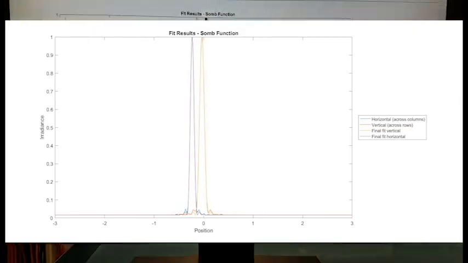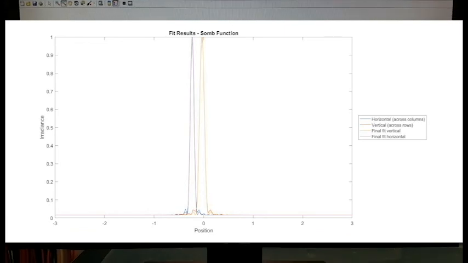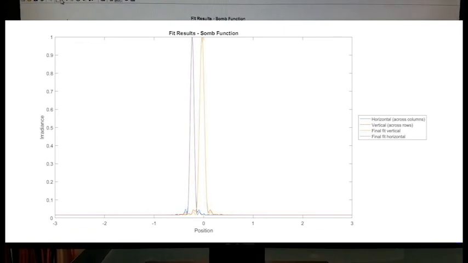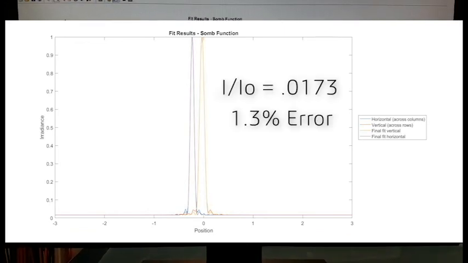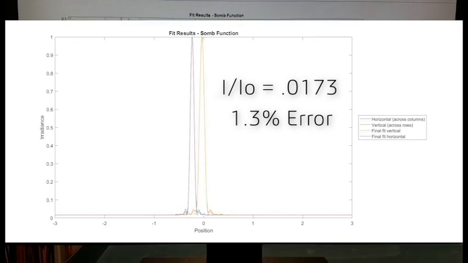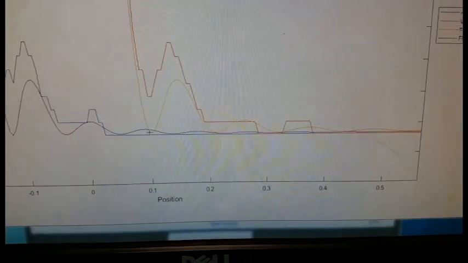For the second part of the lab, we also used a 500 micron circular aperture. Again, we captured an image of the Fraunhofer pattern and imported it to MATLAB. This time we fit a sombrero squared function to the diffraction pattern. For this, we calculated I/I0 for the first maxima to be 0.0173. That results in a 1.3% error from the expected value of 0.0175.